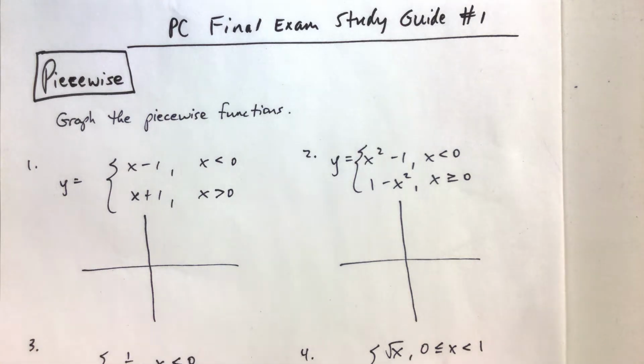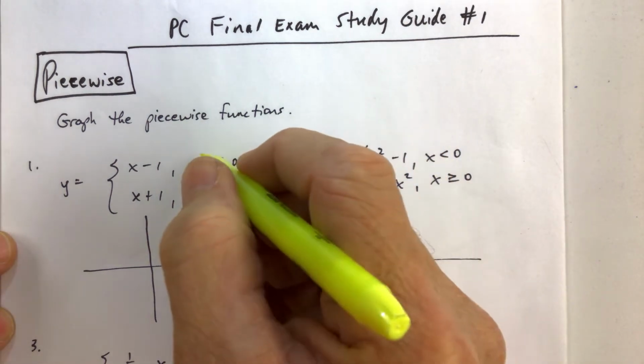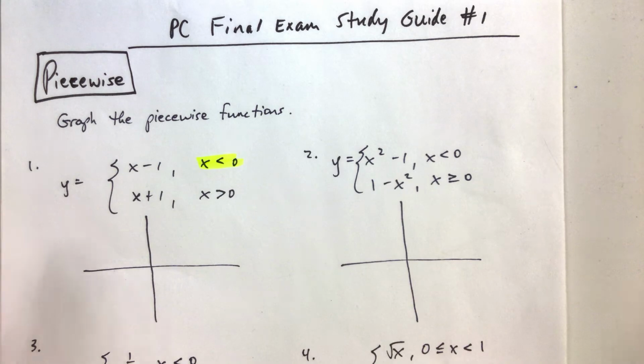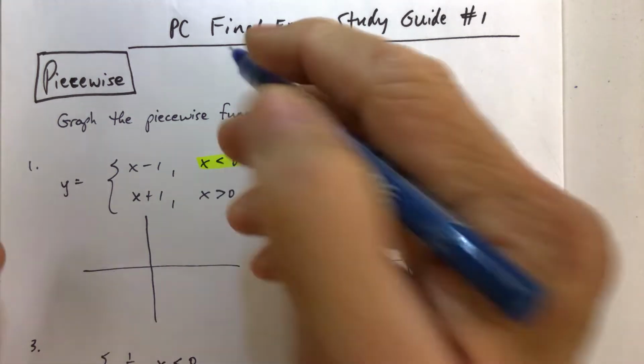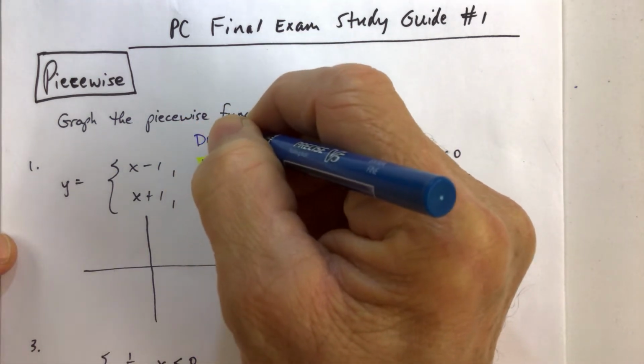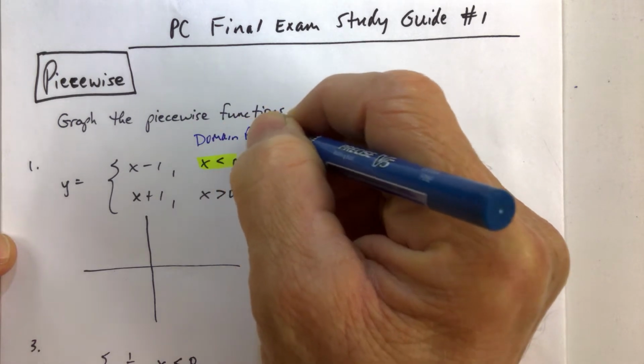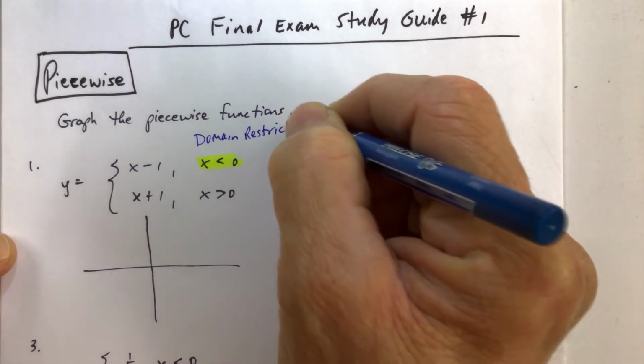So the first thing we want to do when we are graphing a piecewise function is identify what the domain restrictions are. And so these are the domain restrictions. In fact, I should write that. The domain restrictions. It's this way for every piecewise function.